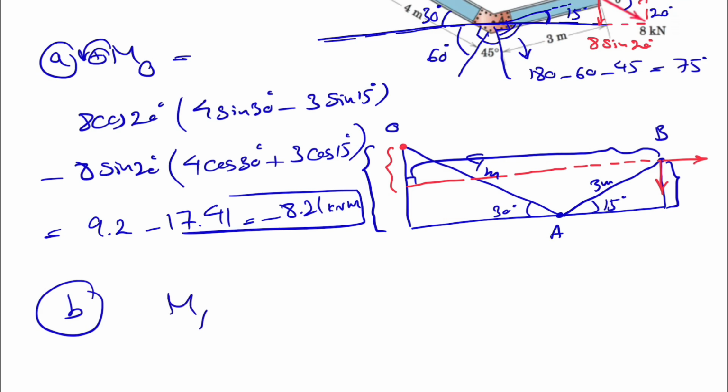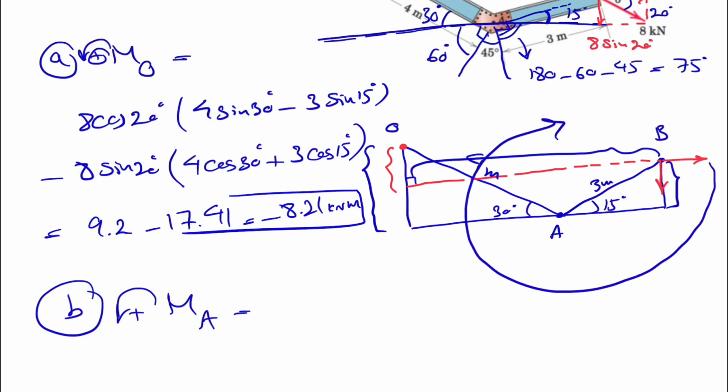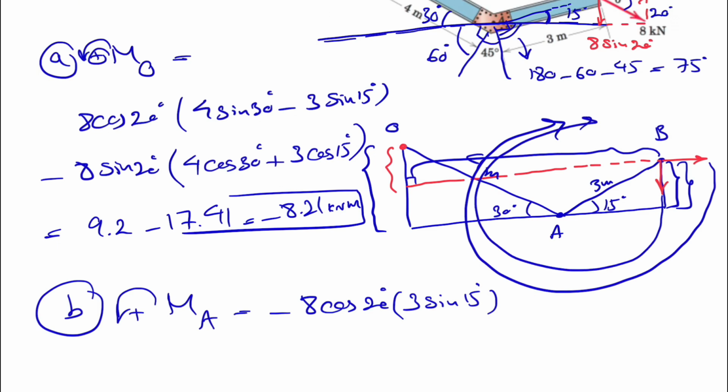Let's move on to the B part where we need to find the moment about point A. So everything's the same, but this time, as we can see, the x component about point A is going to make a clockwise moment. So negative, minus 8 cosine of 20 degrees times the distance that we have, which is pretty much this distance, which we figured was 3 sine of 15 degrees. And again, we have the moment of the y component, which is this one. Again, another clockwise moment, so negative, minus 8 sine of 20 degrees.